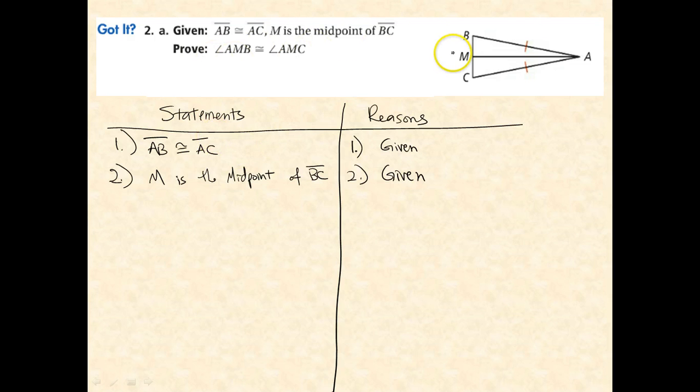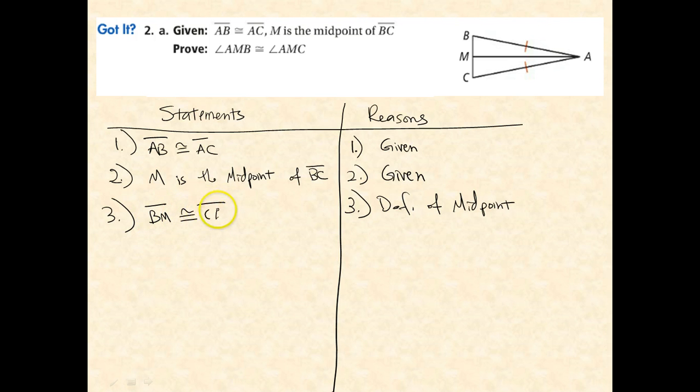Let's see, we want to prove that angle AMB is congruent to angle AMC. So let's see what we can do here. Well, how about this? What was the definition of a midpoint? Well, the midpoint is the point that divides a segment into two congruent segments. So we can say that segment BM is congruent to segment CM by definition of a midpoint.